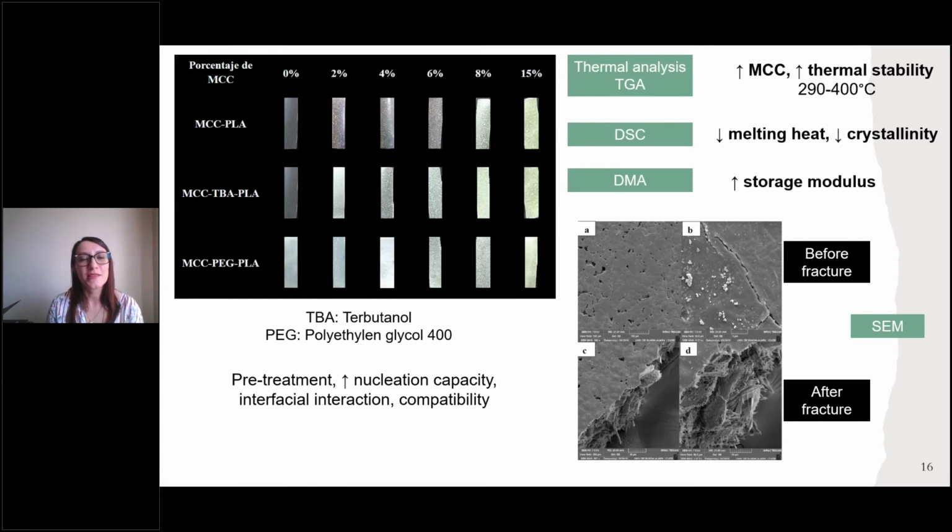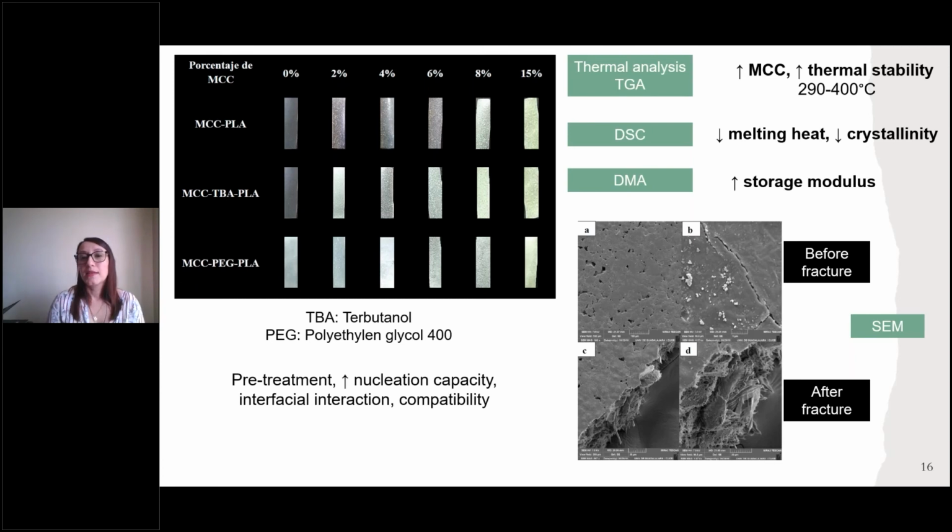We applied some pretreatment with terbutanol and polyethylene glycol. Pretreatment increased the nucleation capacity and interfacial interaction, as well as the compatibility. About the thermal analysis, as much MCC is added to the material, the thermal stability increases. And the range of temperature of degradation is between 290 to 400 Celsius degrees.